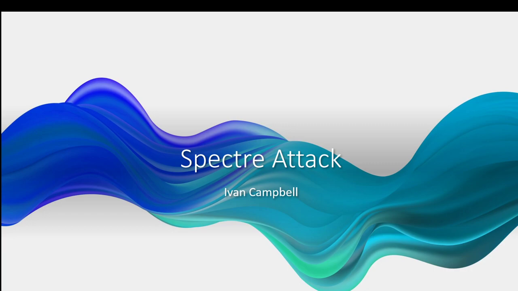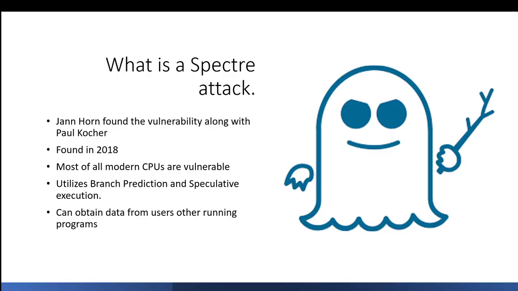Today we're going to be going over the Spectre Attack from seedlabs. So to start off, we're just going to talk about what a Spectre Attack is. Jann Horn was one of the founders of the vulnerability along with Paul Kocher. Jann Horn was a Google Project Zero member and Paul Kocher is a cryptographer. They found this vulnerability in 2017, but it was public information in 2018.